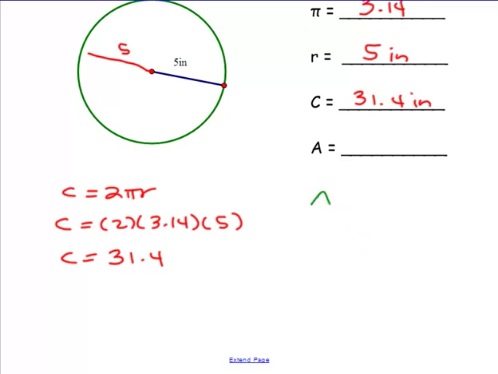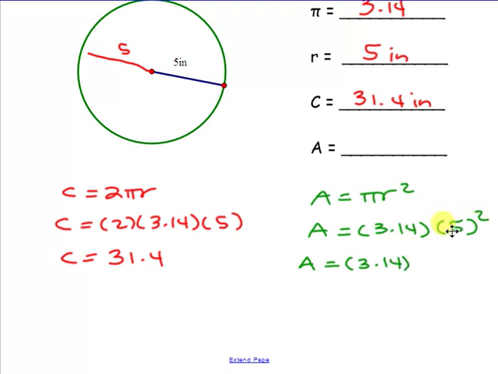Let's go ahead and calculate the area. So area equals pi r squared. Area equals 3.14. The radius is 5 squared. Area equals 3.14, and 5 squared is 25. Go ahead and multiply those together, and you're going to get an area that is 78.5, and that's going to be inches squared.